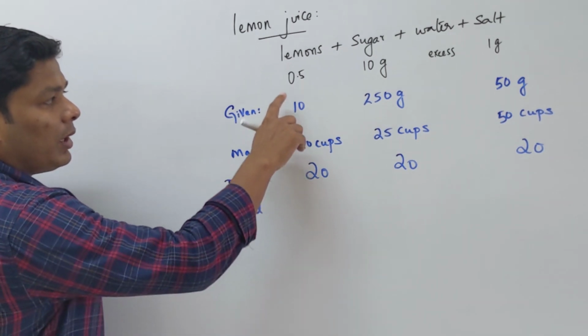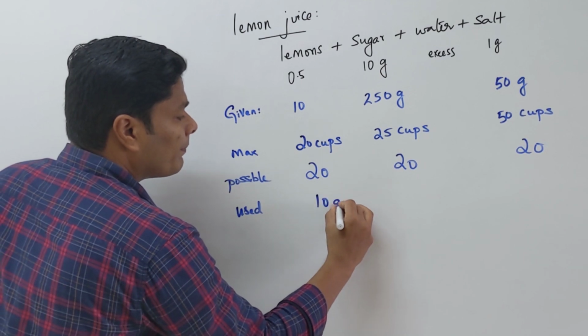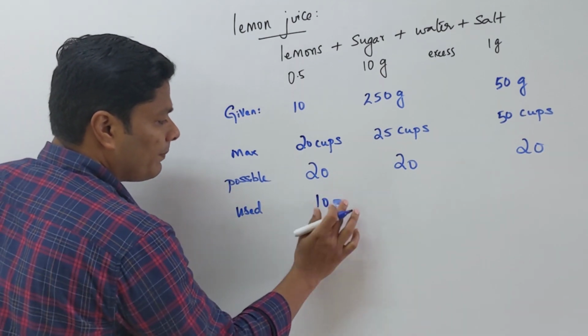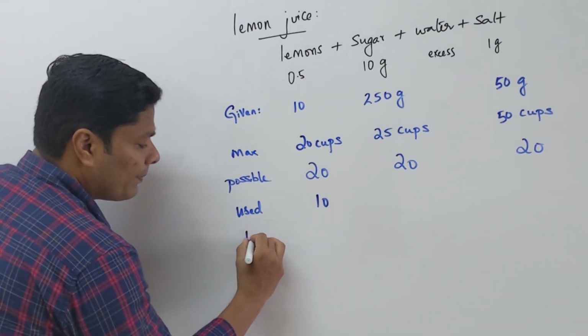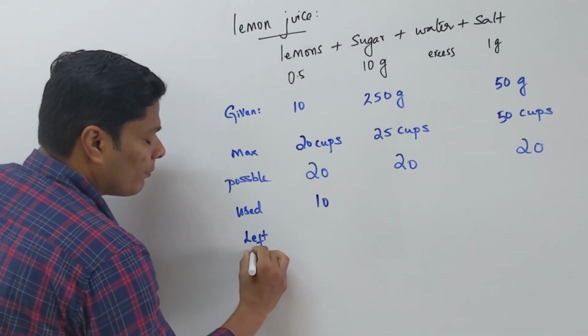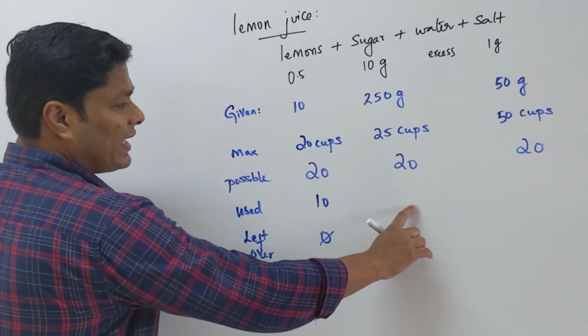20 cups will use up, each cup needs half. 20 cups will use up 10 of them. Sorry, 10 lemons. Okay, left over 0. Going to the same here.